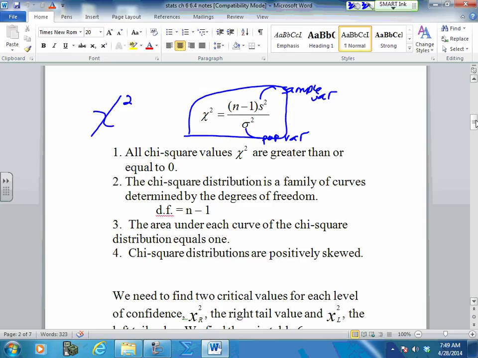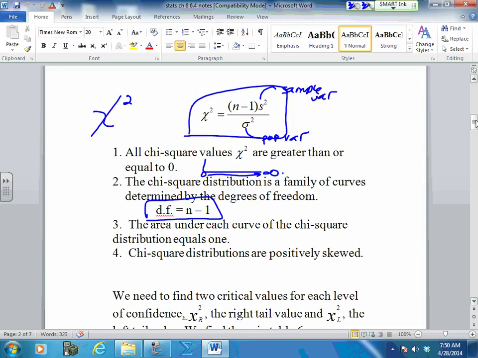All chi-square values are greater than or equal to 0. And so there's no negatives. They go from 0 to infinity. You're in quadrant 1, from 0 to infinity. No negatives. I think I put this on your note page. The chi-square distribution is a family of curves determined by the degrees of freedom. Again, we're using your degrees of freedom. And you can see on your chart, the left-hand column on A19 says degrees of freedom. That kind of helps you see what you're supposed to put in there. Degrees of freedom is your sample size minus 1.